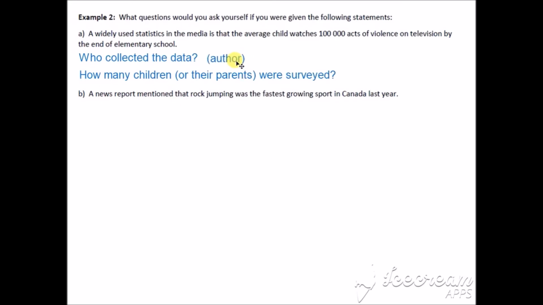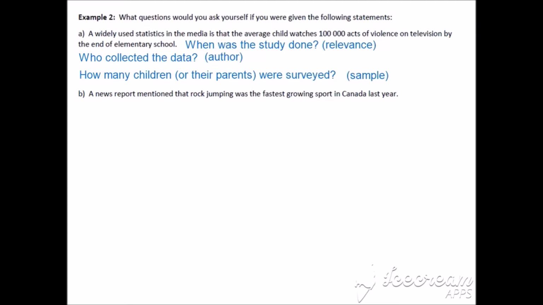Author, okay, who collected the data. And then we have something about sample here: how many children or their parents were surveyed. When was the study done? I think in the past, so this is relevance. And I think in the past, violence was more accepted or acceptable than it is today.